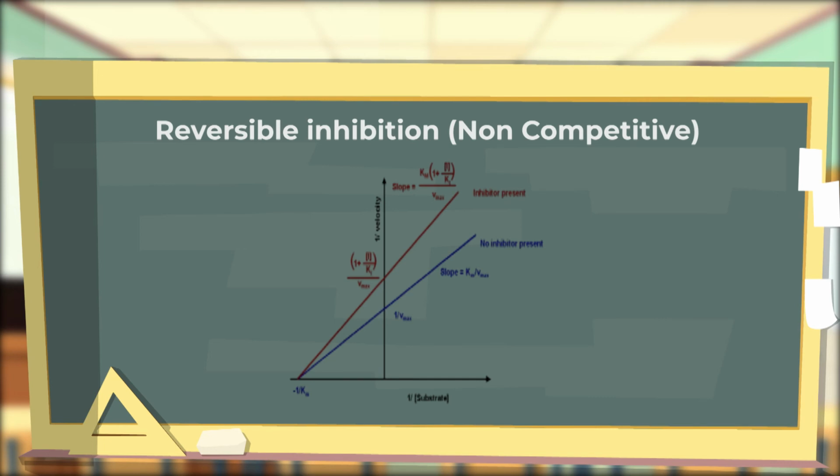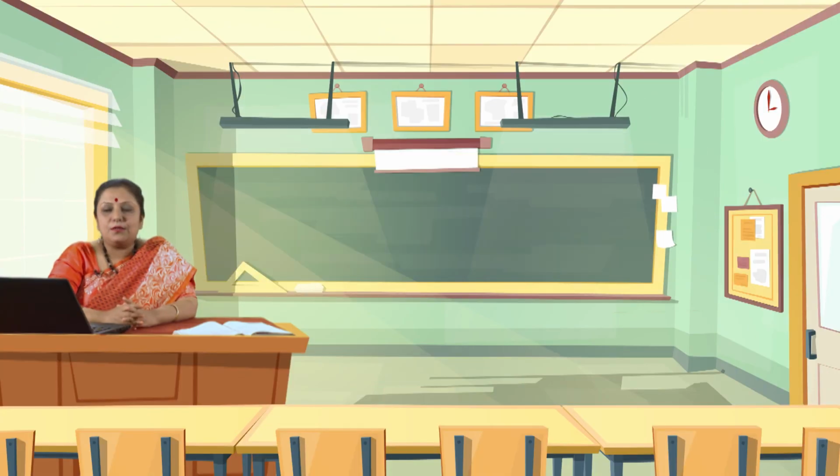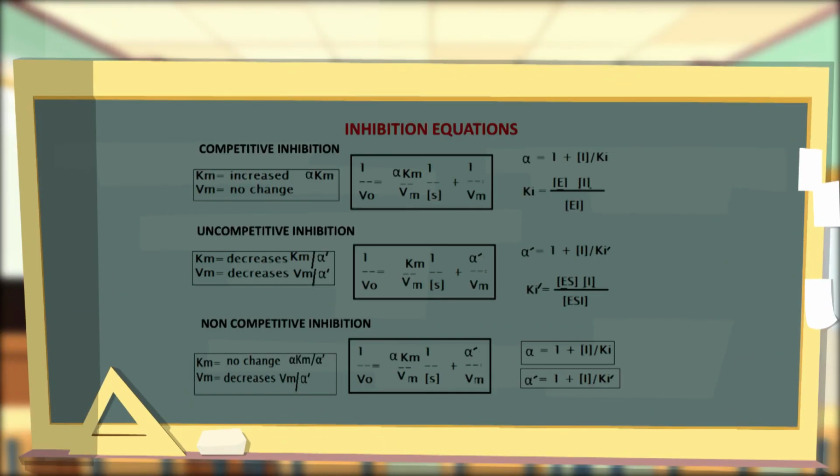Just EDTA, which can chelate all those divalent metal ions, can act as a non-competitive inhibitor. So let's have a look at the overall reaction kinetic parameters. What happens in the case of the competitive one? The equation is 1 by V0 equals alpha Km divided by Vmax into the concentration of S plus 1 by Vmax. So there is an increase in Km value.